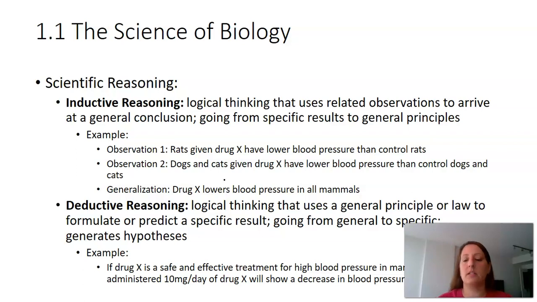Okay, so let's get into the types of scientific reasoning. And so our two types of scientific reasoning that we're going to cover are inductive reasoning and deductive reasoning. And I'll give you definitions for both, and then we'll give you some examples for both. So let's start off with inductive reasoning. This is going to be logical thinking that takes related observations, puts those together to arrive at a general conclusion. So I like to say it's going from specific results, specific individual results, and going to a big, broad general principle, going from specific to general. So let's look at an example.